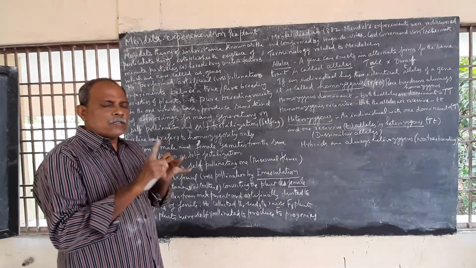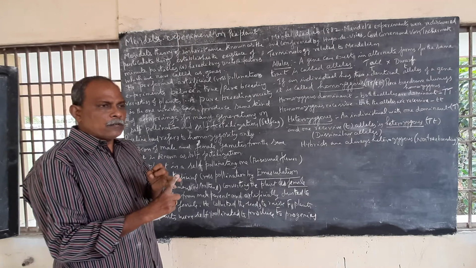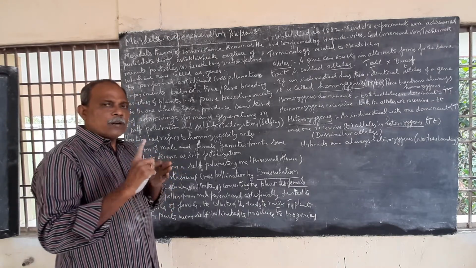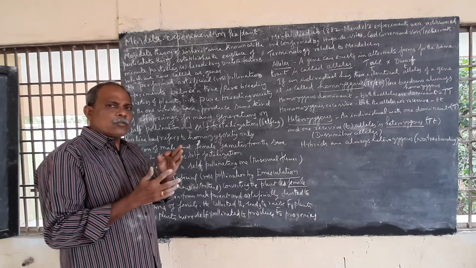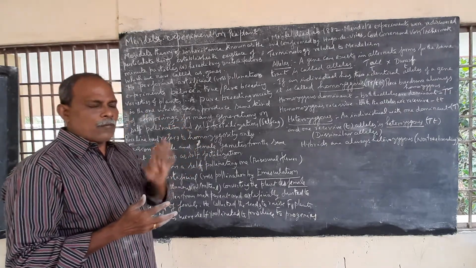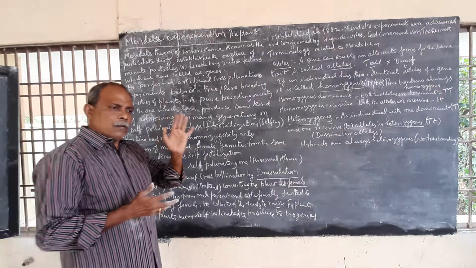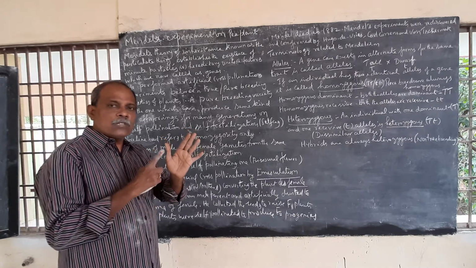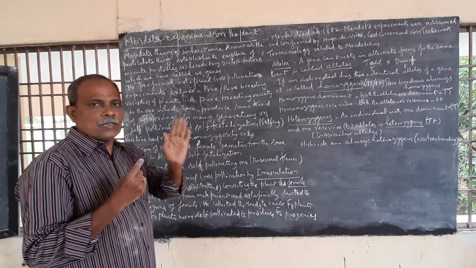Color of the cotyledons, yellow cotyledon and green cotyledon. Then seed shape, round seeds dominant over wrinkled seeds. Then flower position, axial flower dominant over terminal flower. Then seed form, in the sense round seeds dominant over wrinkled seeds.